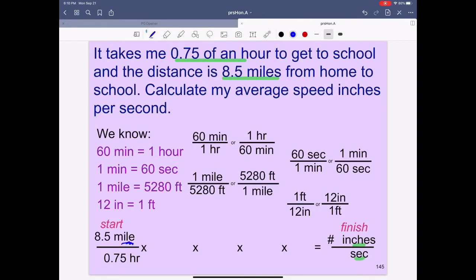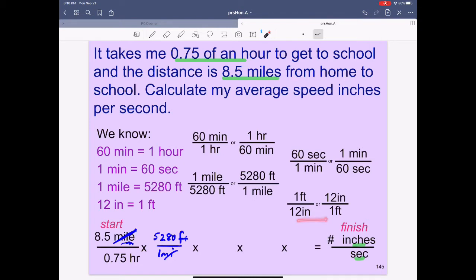So if I go up above, I could see I could use 1 mile per 5,280 feet or 5,280 feet per 1 mile. How do I know which one to bring down below? I need miles to cancel out. So I'm going to choose this. Let's write it in. 5,280 feet per 1 mile. That will allow miles to cancel. And then, if we stopped right now, we'd have feet per hour, not where we want to end up.